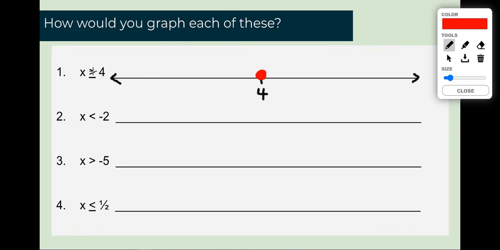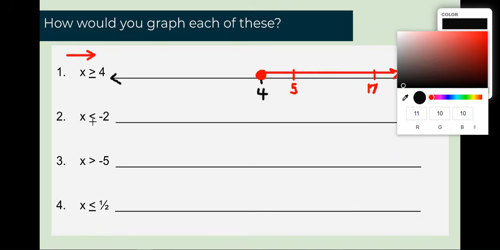And if you think about this symbol as an arrow, if I make this into an arrow by adding a line, it's pointing in the direction that the arrow should go. So any number above 4 on the number line would be true, 4 or above. So 5, for example, would be greater than or equal to 4, or 17 would be greater than or equal to 4. Any number that is included on this graph.